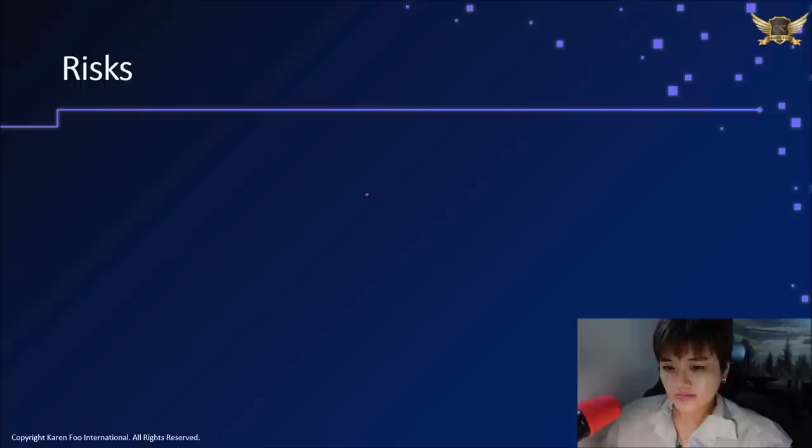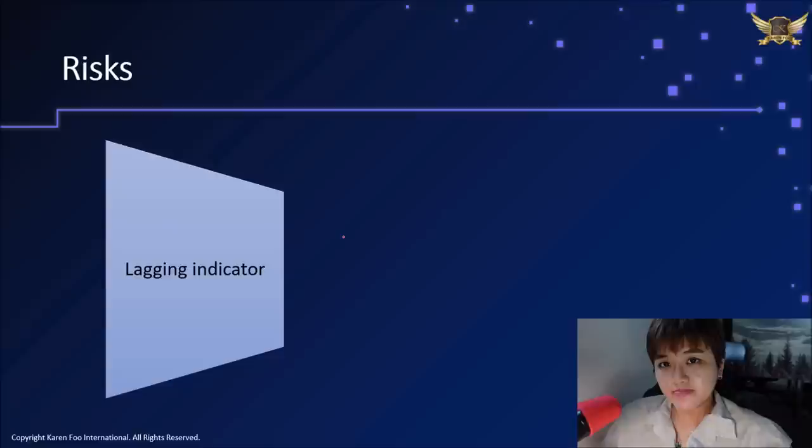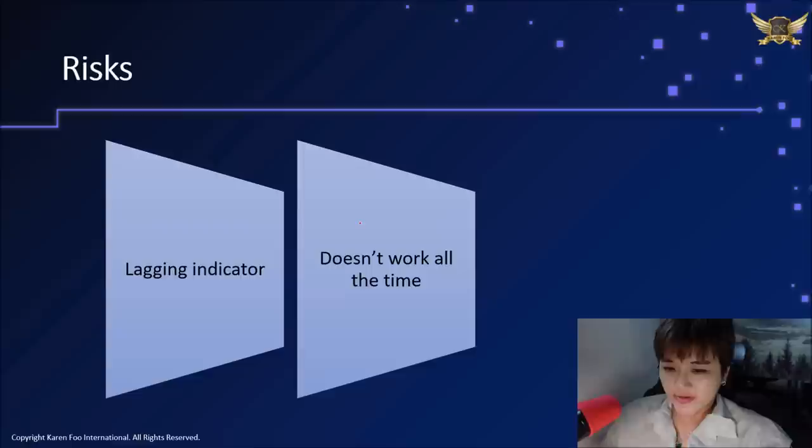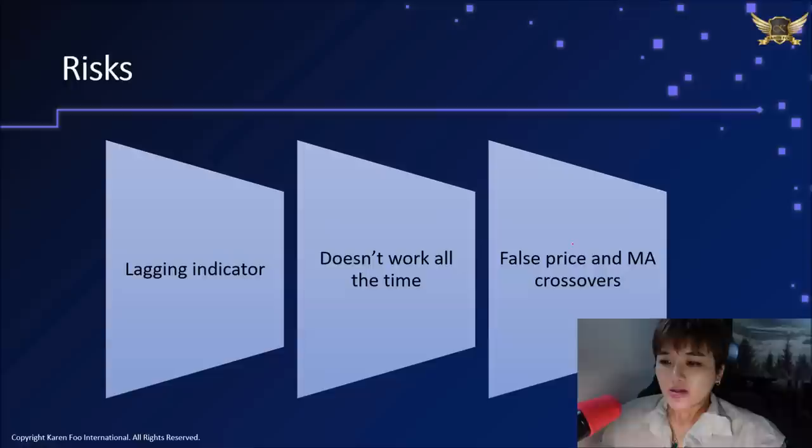So when you're using moving averages, doesn't matter if you use it for indicators or just using the line, understand the risk, okay? It's a lagging indicator. So don't just rely on moving average alone. You gotta use your other types of analysis. It doesn't work all the time. No indicator is perfect. So don't beat yourself up if you traded into a false signal, because it's just part of trading, okay? Because there are a lot of false crossovers and you need to learn how to spot them.